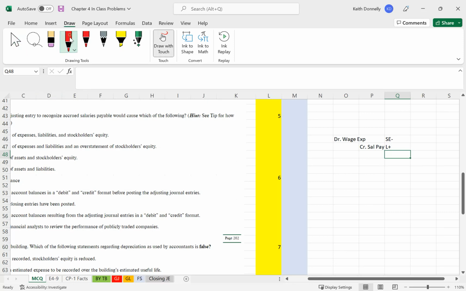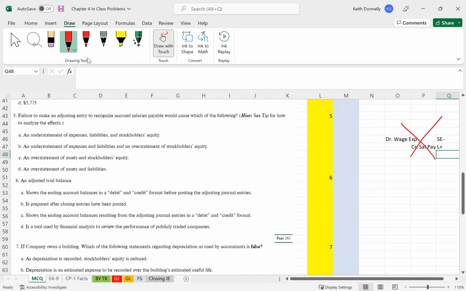So what they're saying is if you failed to do this, what would be the outcome? And the answer here for 5 is going to be B. You would have understated your expenses and liabilities and overstated your stockholders' equity. In other words, you wouldn't have had enough expenses, because you failed to do that. You wouldn't have had the right amount of liabilities because you failed to include that. And if you don't have enough expenses, that's going to mean that your net income is too big. And if your net income is too big, you're going to overstate your stockholders' equity.